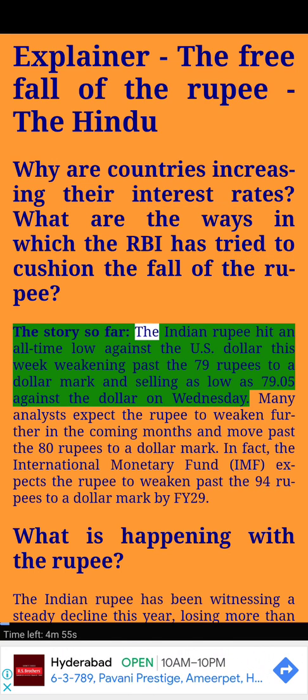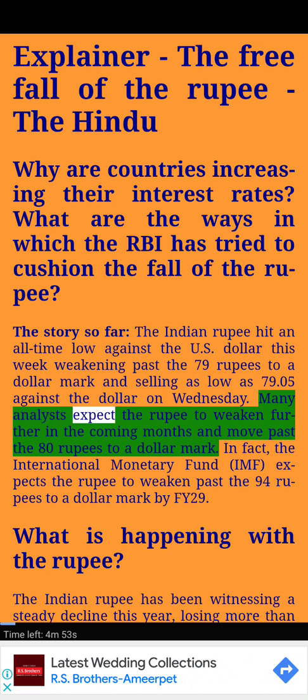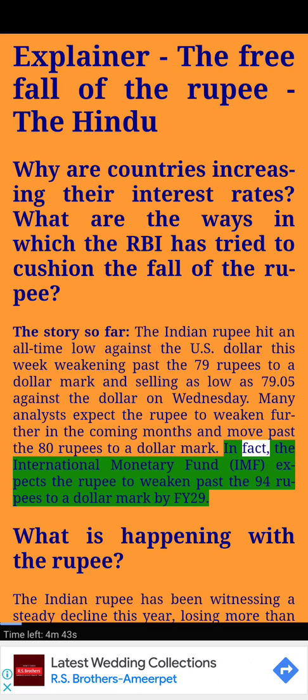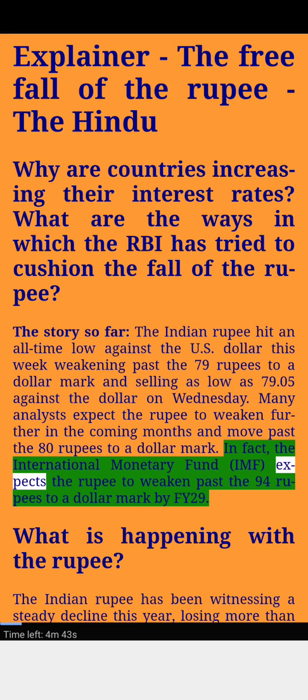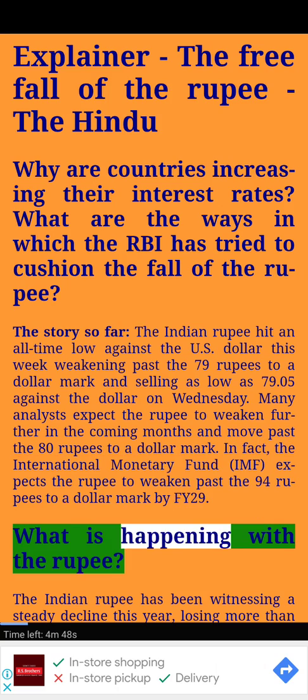The story so far: the Indian rupee hit an all-time low against the US dollar this week, weakening past the 79 rupees to a dollar mark and selling as low as 79.05 against the dollar on Wednesday. Many analysts expect the rupee to weaken further in the coming months and move past the 80 rupees to a dollar mark. In fact, the International Monetary Fund (IMF) expects the rupee to weaken past the 94 rupees to a dollar mark by FY29. What is happening with the rupee?